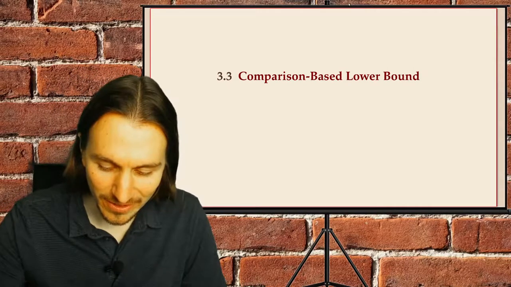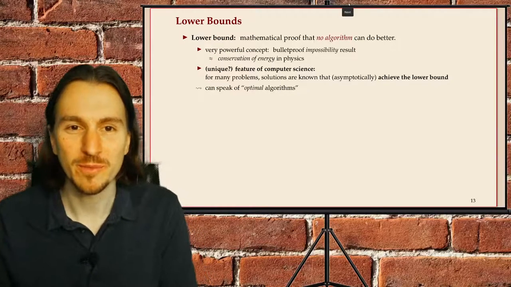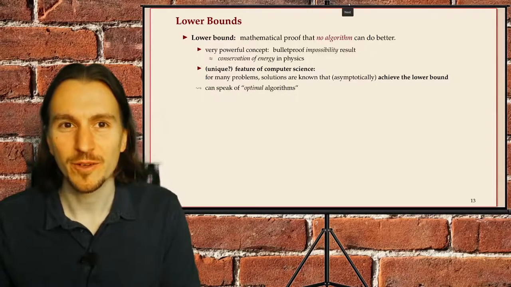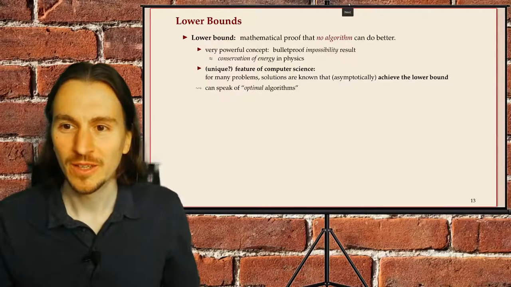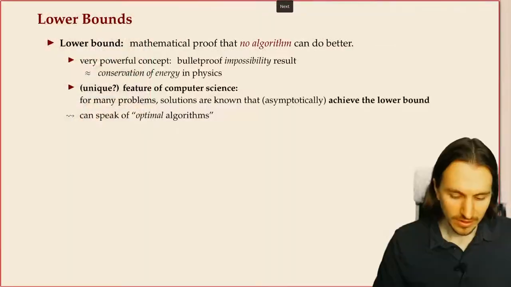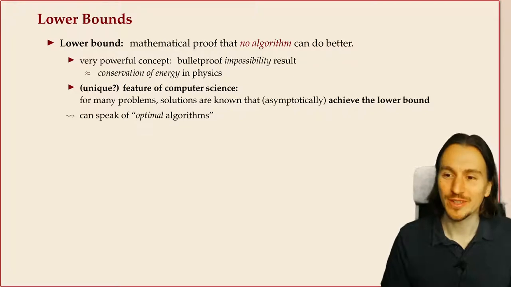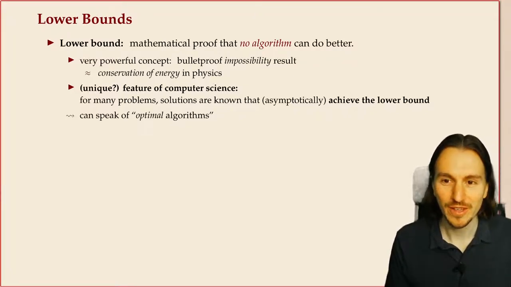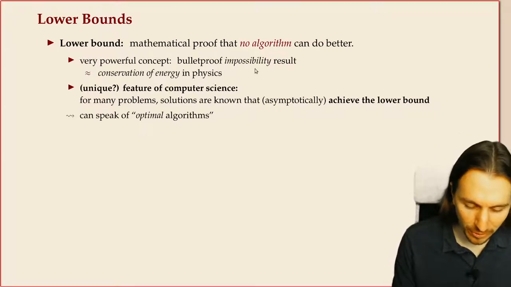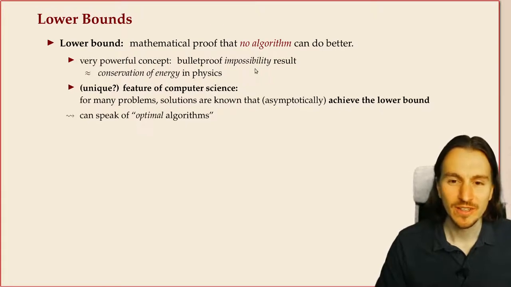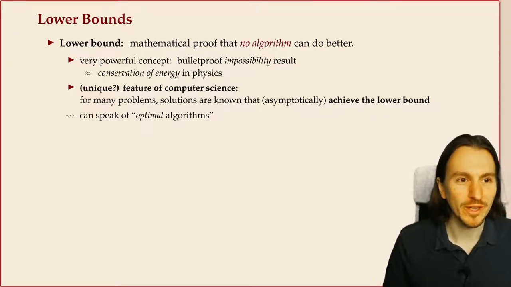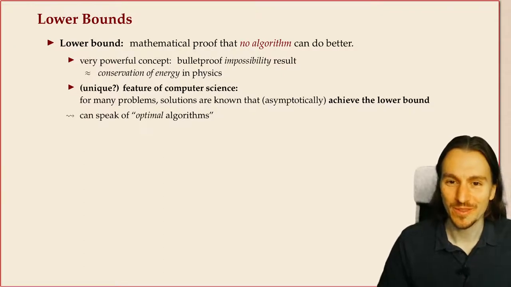With that, let's get started on the comparison-based model. Again, I think this topic is something that many of you will have seen, but maybe not quite from the rigorous perspective. So let's spend some time on this. A lower bound is a mathematical proof that no algorithm can do better. So it's essentially a statement about all algorithms. And these are very hard to prove. If you remember from the proof techniques, this is a statement that is quantified over all algorithms. It's a very powerful concept because it's an impossibility result that is proven rigorously mathematically. So there's no wriggle room, there's no way to discuss with this.